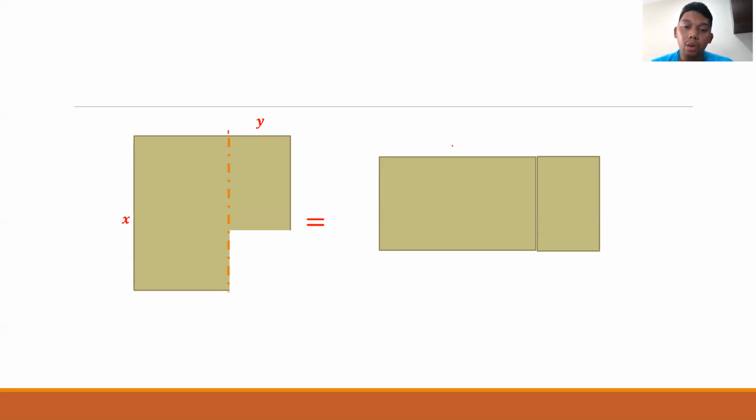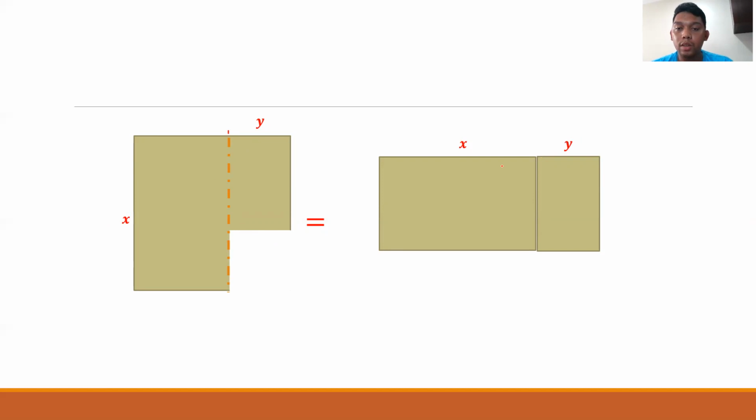Now, take note of this measurement here. What's the measurement here? It's x. And how about this one? This is y. So how did you get x? This is the measurement here. We just flipped it around. And then this one is y. We just followed this figure here. Now question, how do we get the area of this whole figure?